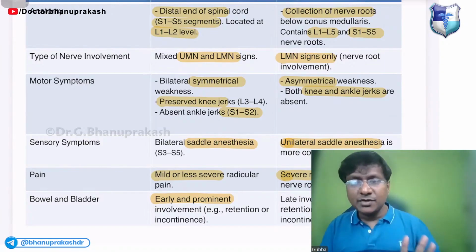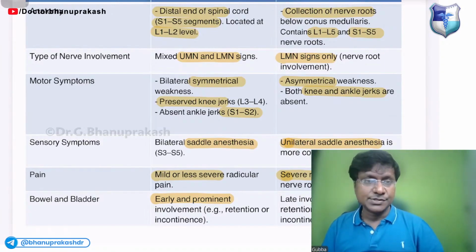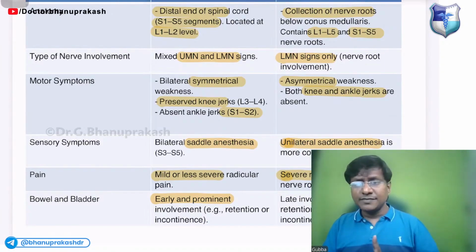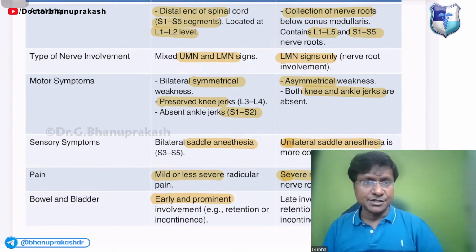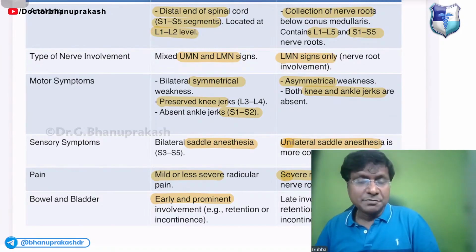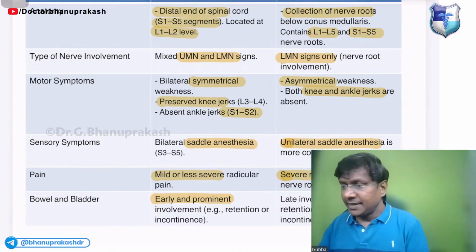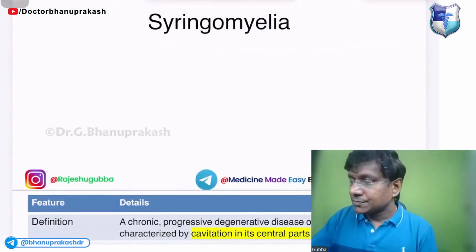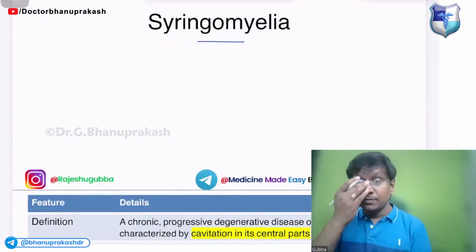Pain, very common in Cauda equina rather than conus medullaris, okay? So in both of them, the treatment is the decompression. And for pain, you need to give NSAIDs. Okay. So this is about the conus medullaris and Cauda equina, which is another important spinal cord disorder. Next, we'll move on to the next topic, that is syringomyelia.